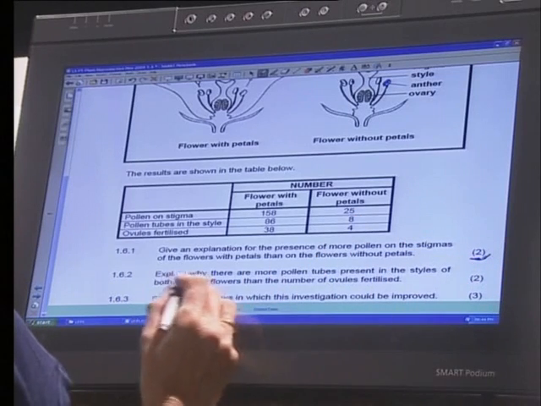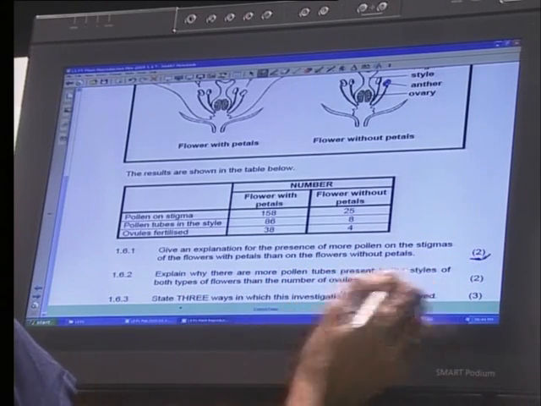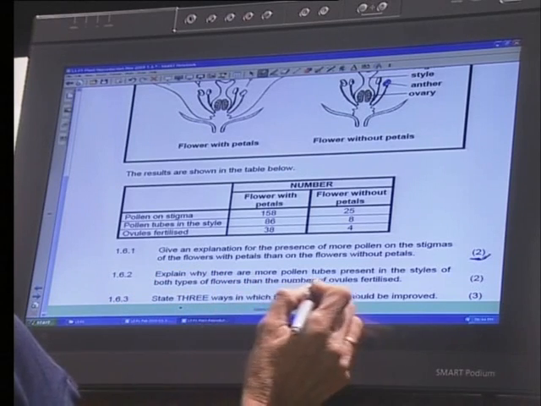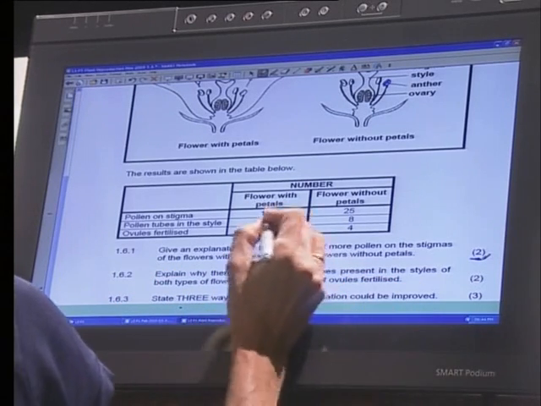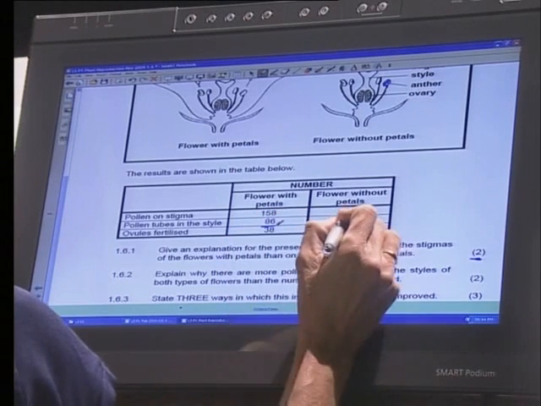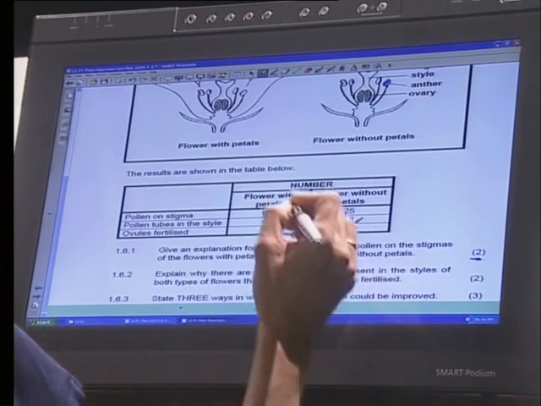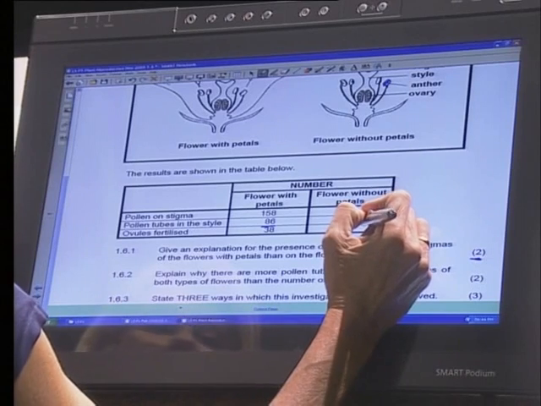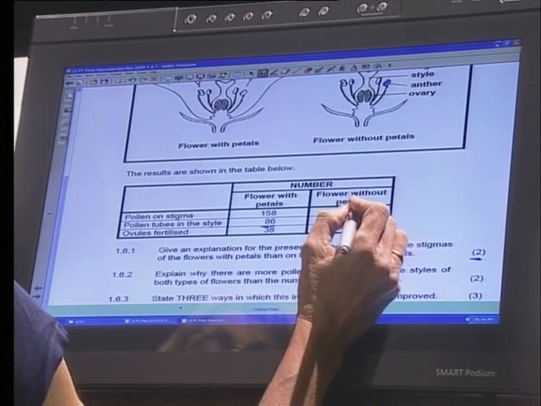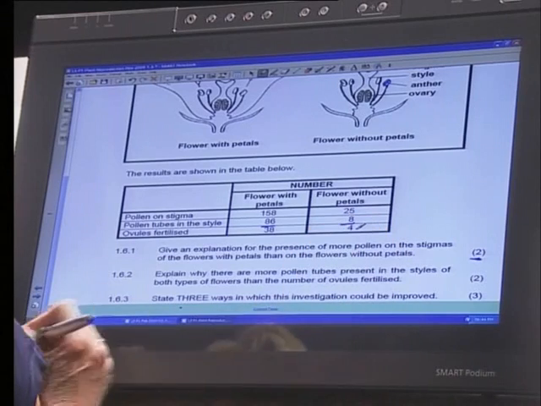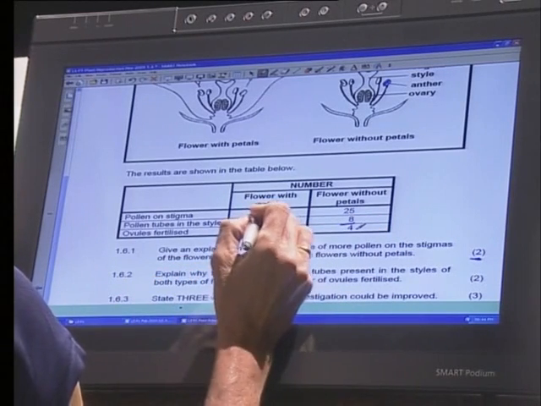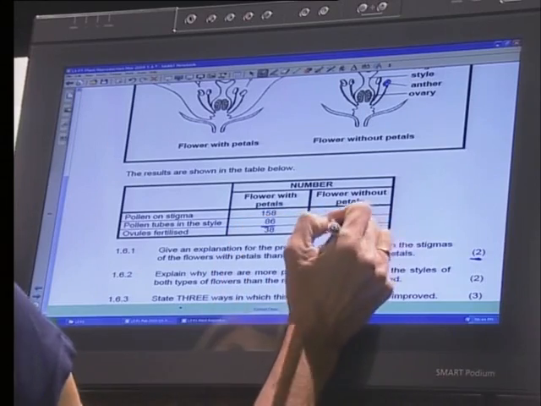It's quick and easy. Explain why there are more pollen tubes present in the styles of both types of flowers than the number of ovules fertilized. So why are there more pollen tubes? I mean, here we've got 86. Here we've got 8. And only 38 and 4. So actually, if you look at the ratio, for flowers without petals, 8 pollen tubes and 4 egg cells are fertilized, whereas here you've got 86 and only 38. So this actually had a better percentage rate of fertilization than we have with petal flowers, actually. Tell me if you really want to get technical.